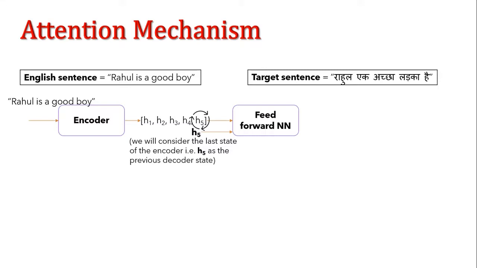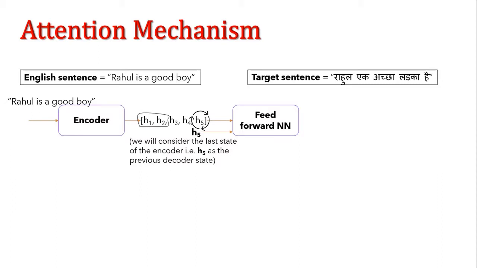Now, we don't need all the encoder states to predict the first word, that is the Hindi translation of Rahul. But we need those encoder states which store information about the word Rahul in the input sequence. So let's say the word Rahul is present in the states H1 and H2.